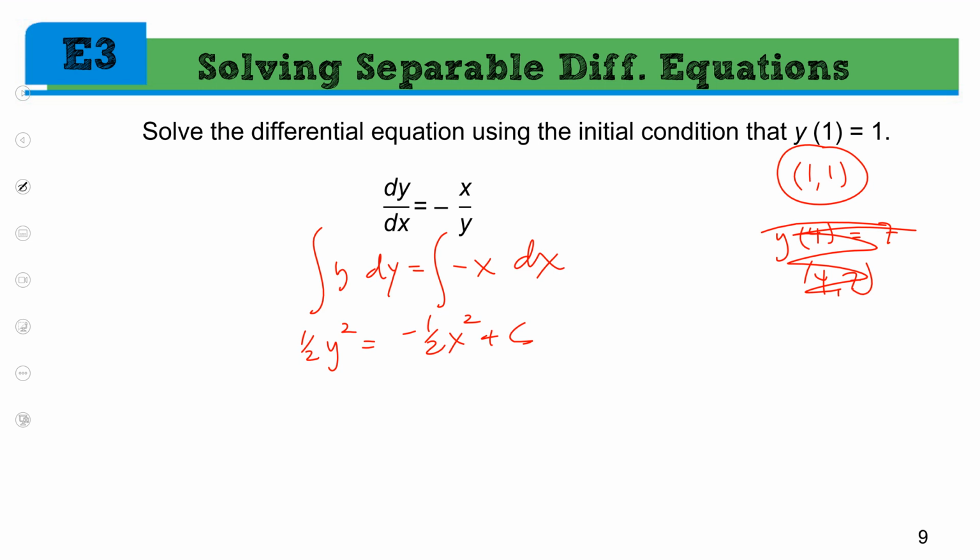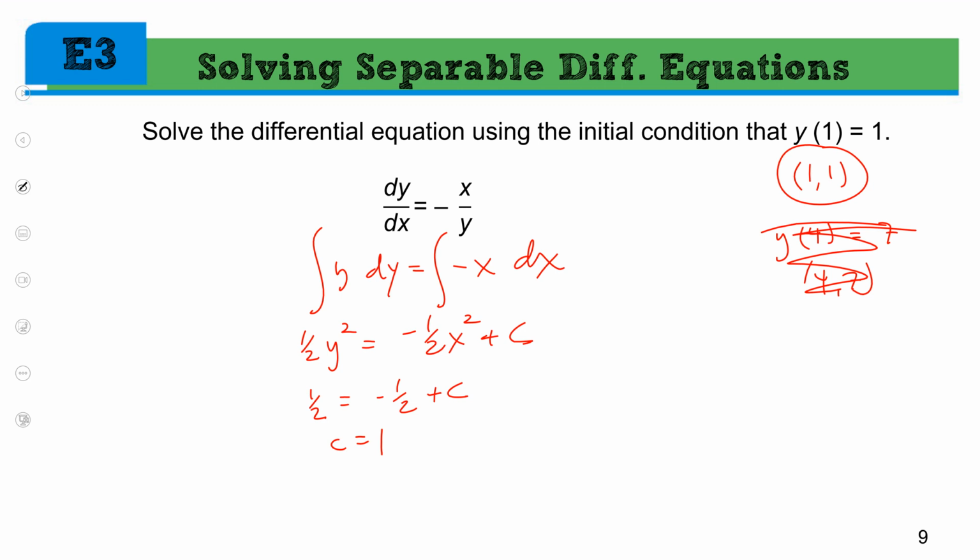Now you're saying to yourself, we're done. Because we're looking for a particular solution, I know information about the function, and I know that when x is 1, y is 1. Let's plug and chug, shall we? If x and y are 1, we get 1/2 equals negative 1/2 plus C. C is equal to 1. I hope I did my math correctly. Good? You all agree? Excellent.